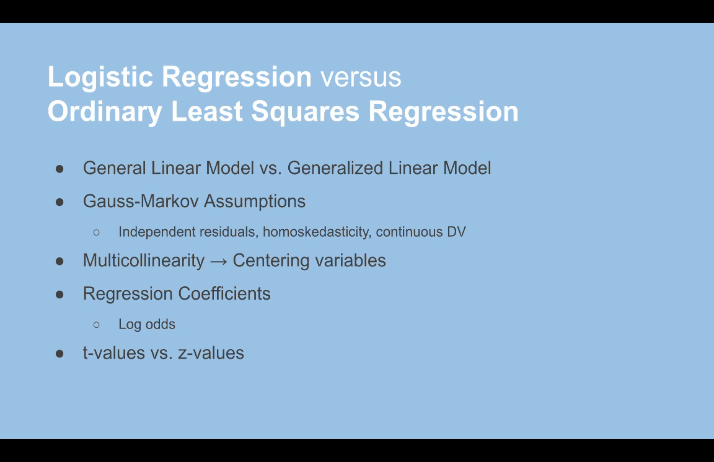And importantly, one similarity between logistic regression and OLS is that all the predictors will be entered simultaneously, which means multicollinearity will become an issue, especially when we have an interaction effect. And so to combat that, I've centered my continuous variables to eliminate some of the multicollinearity. And then finally, our regression coefficients in logistic regression will be log odds. And also we will see z values when we test for significance rather than t values.